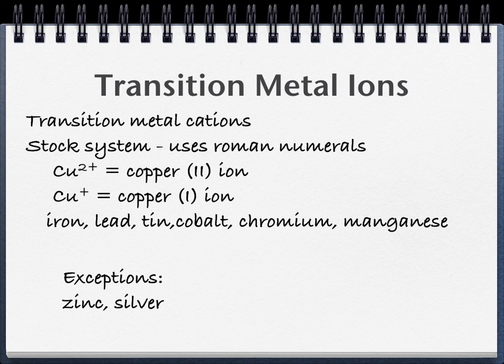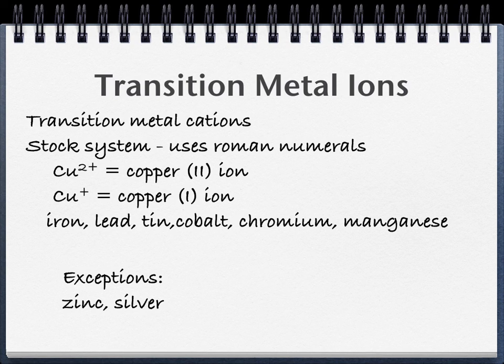Now when we're naming these cations, they use what they call a stock system, which is going to use Roman numerals. So when I'm looking at a transition metal or a D block element that has more than 1 charge, I'm going to use a Roman numeral when naming that particular ion. Copper is very common. Another common one is iron, can form multiple ions.